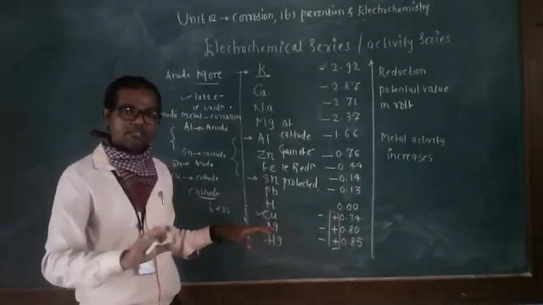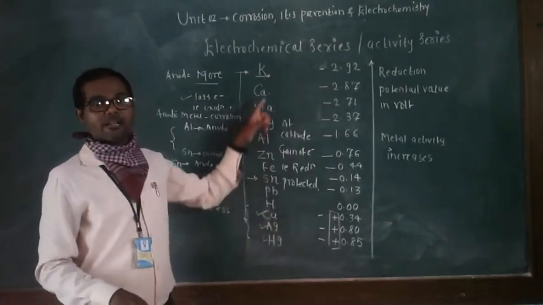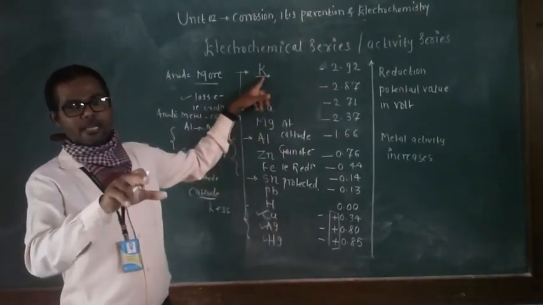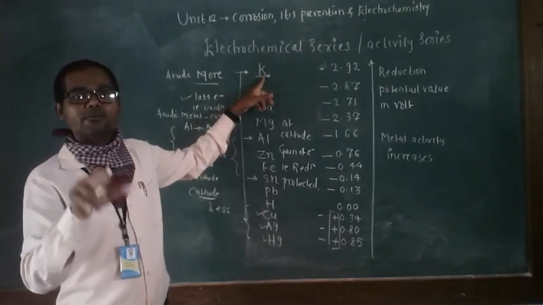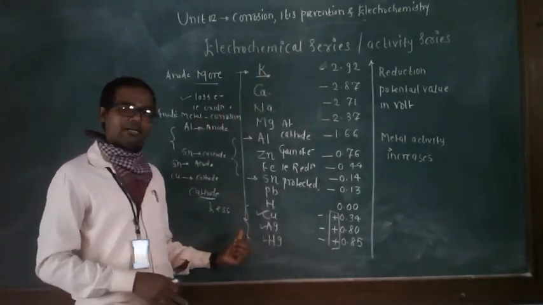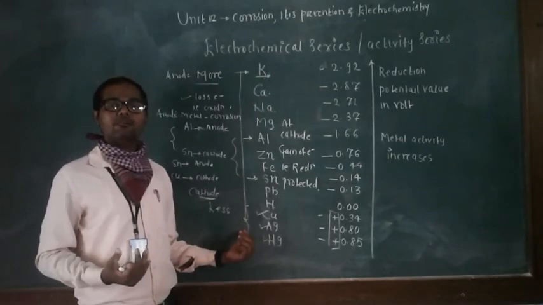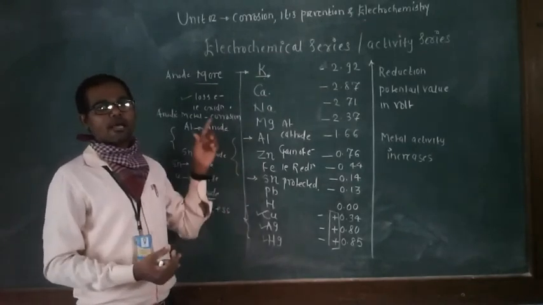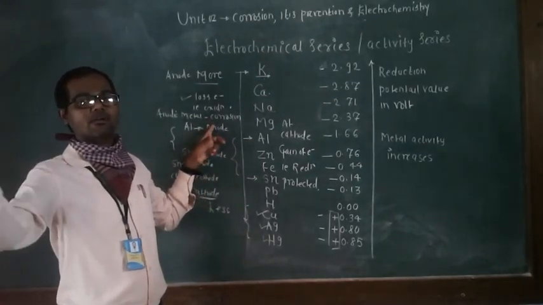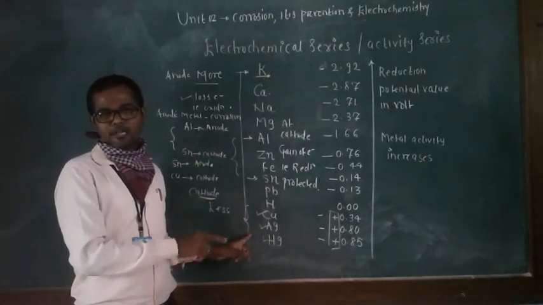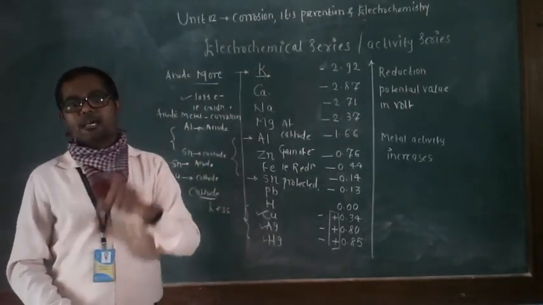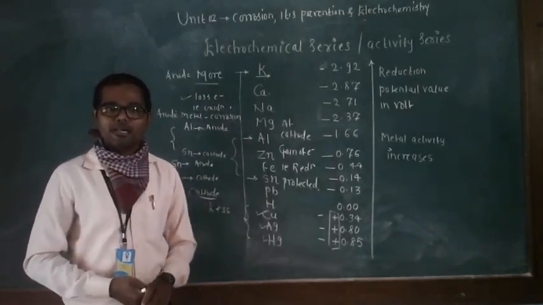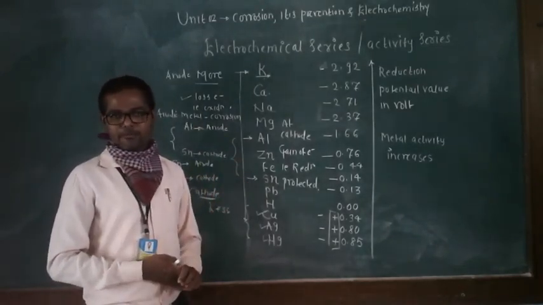So that's why the reduction potential values are higher, whereas the active metals which are placed at the top of the activity series have negative reduction potential value. So the anodic metal, due to the oxidation, gets corroded, whereas the cathodic electrode or metal accepts the electron, undergoes the reduction process, and it will get protected all the time. This is all about the electrochemical series.